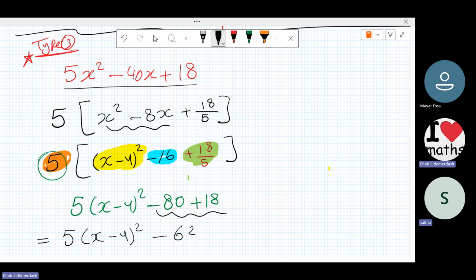This is a level which is a little bit advanced. Okay, this level, it's kind of advanced level. So I took the 5 out by dividing the whole expression by 5. Sometimes we can do it only for the first 2 terms. And once we took the 5 outside, we worked inside the bracket by completing the square normally. So (x minus 4) squared minus 16, and then plus 18 over 5. The 5 which is outside, we just go into the multiplication. 5 into the bracket squared minus 80 plus 18.